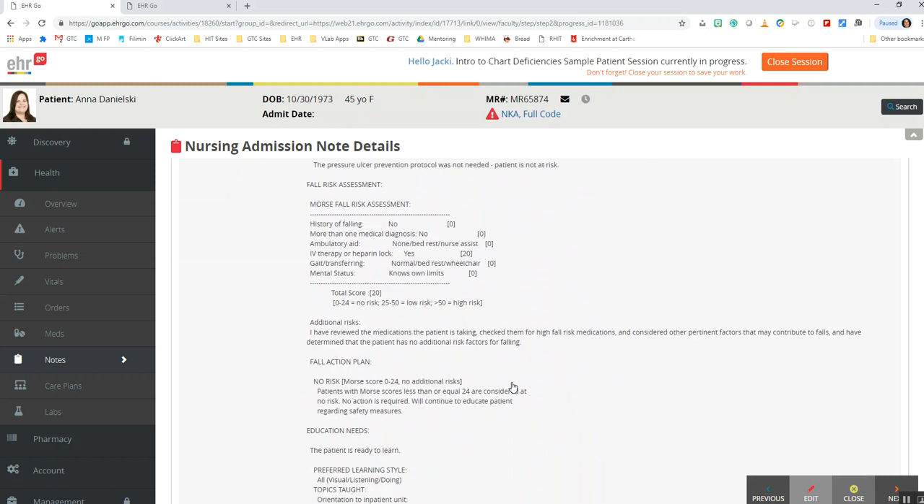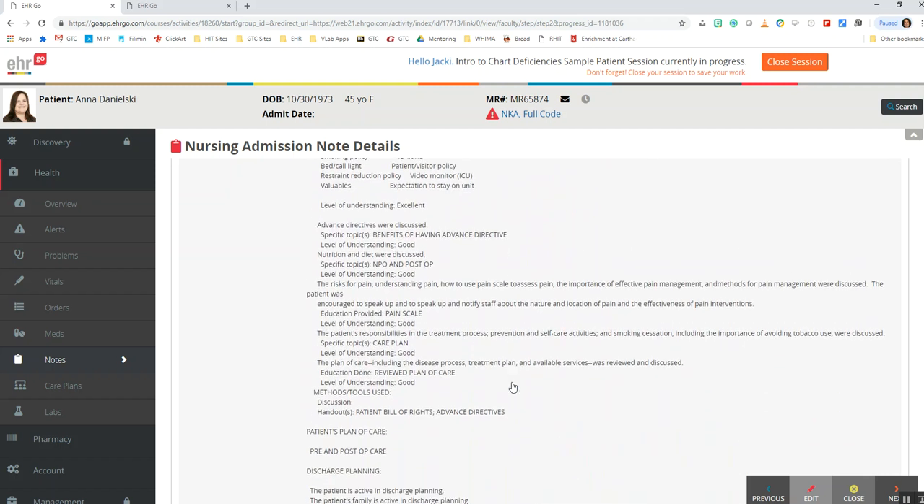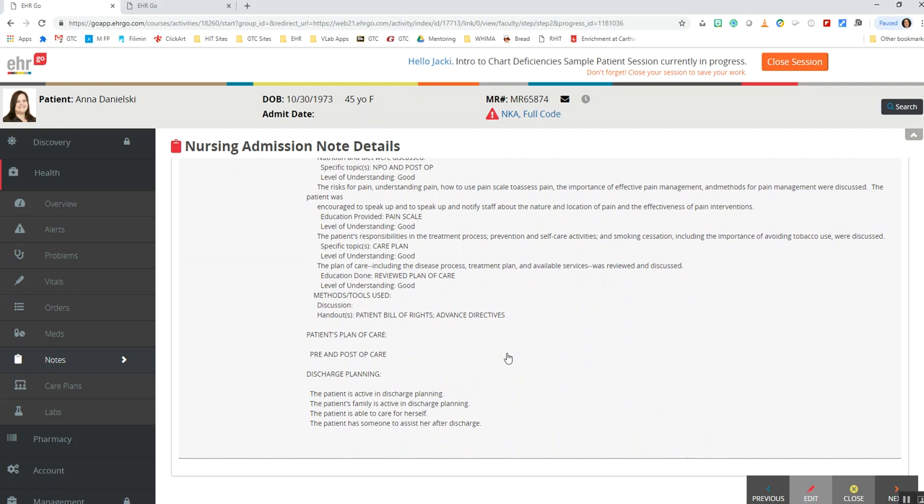that is not listed. So since we don't have it listed in the nurse's admission note and we don't have a physician admit note, we need to mark this one as deficient. So deficient means that it's missing completely. Incorrect is obviously that it's incorrect, and incomplete, there's some information, but not all of the information.